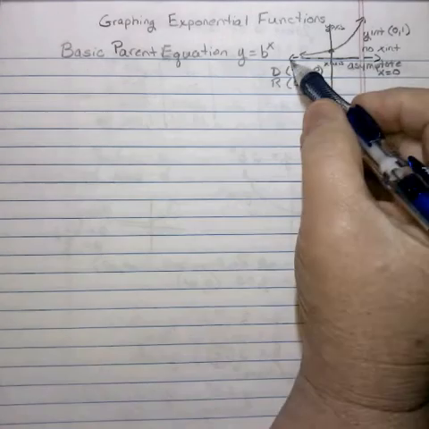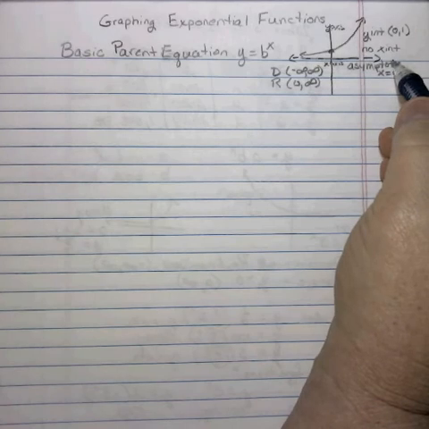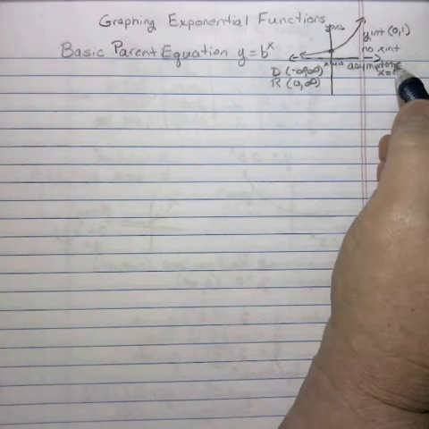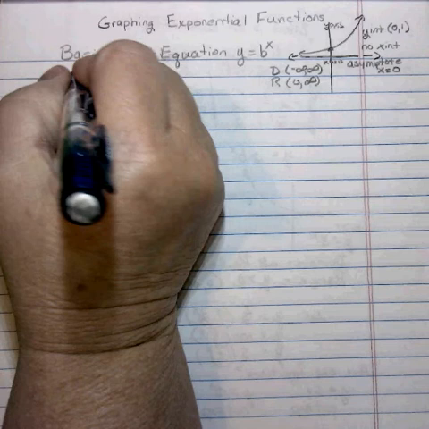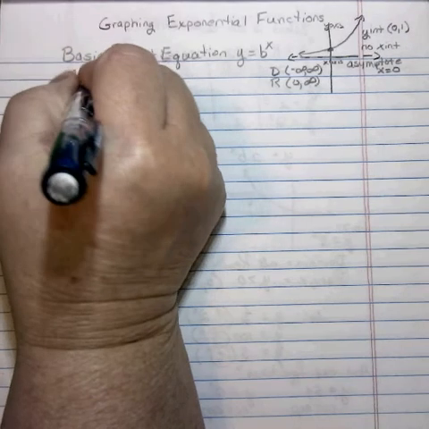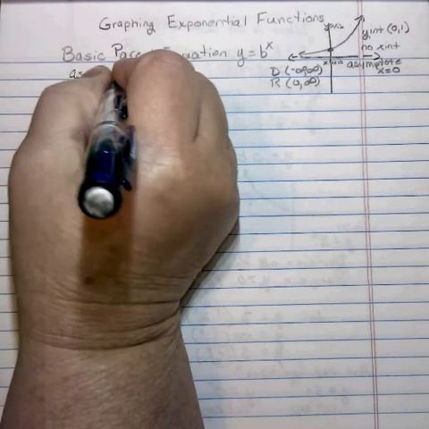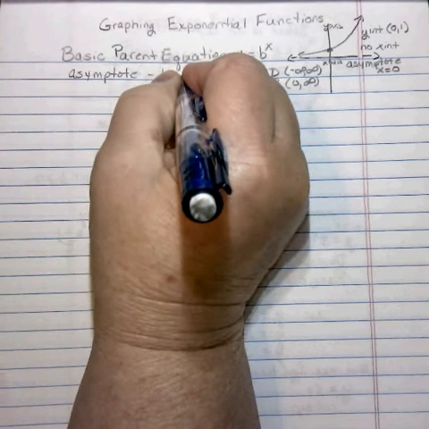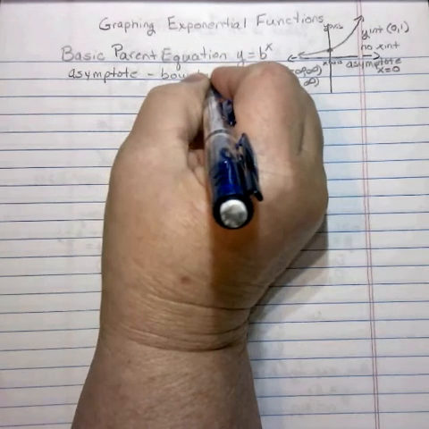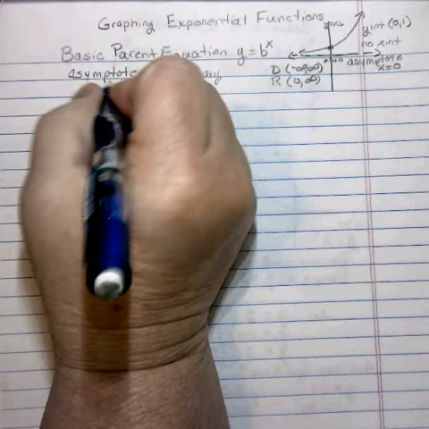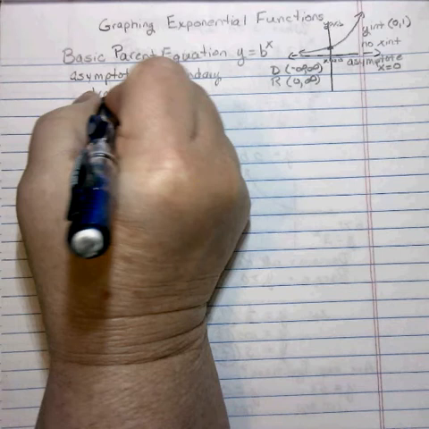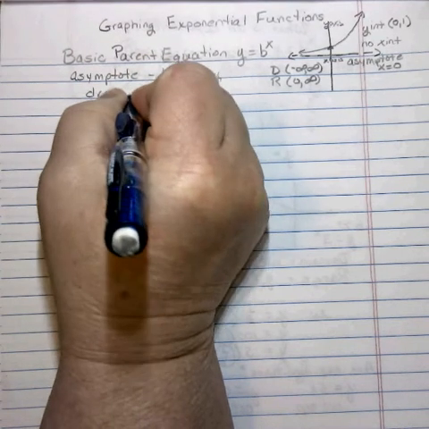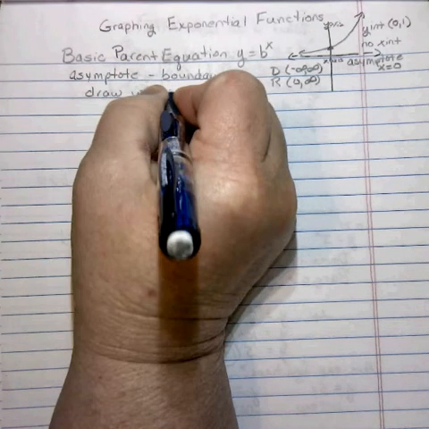Exponential functions have an asymptote. For some of you, asymptote may be a new term. An asymptote is a line that is a boundary. It kind of shows a boundary to the graph. We draw asymptotes with a dotted line to show that boundary.